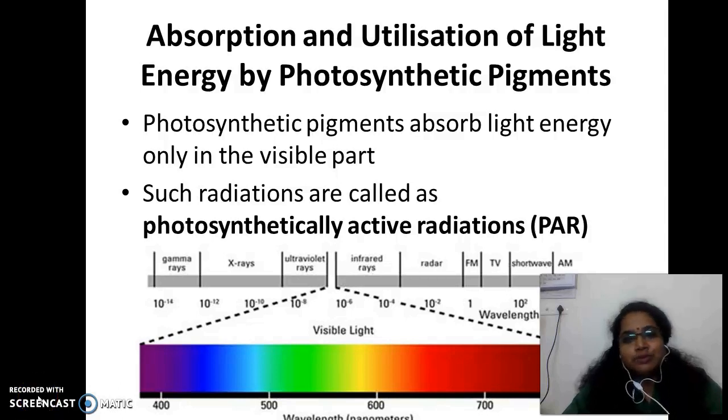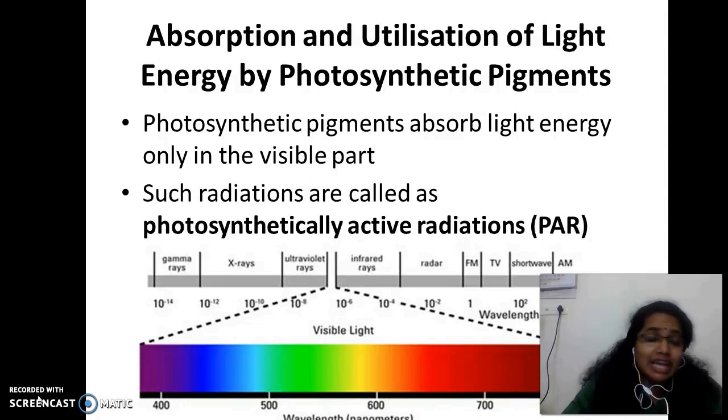Coming to absorption and utilization of light energy by photosynthetic pigments. As we all know, different pigments absorb light of different wavelengths. The light energy that we get is from the sun's energy. The chief source of light energy for photosynthesis is the sun. All the incident light falling on the green part of the plant is not absorbed and utilized by pigments. Some of the incident light is reflected, some is transmitted through, while only a small portion is absorbed by the pigments.